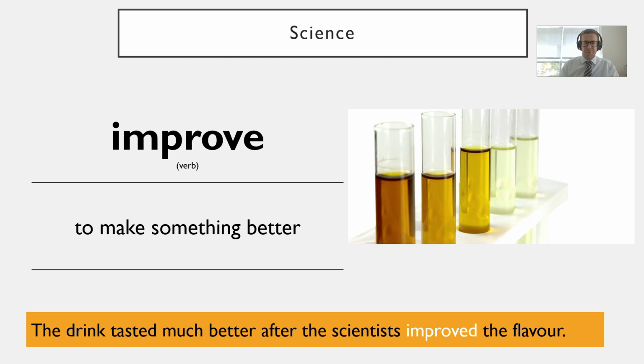Improve. To make something better. For example, the drink tasted much better after the scientists improved the flavor. So the picture again is difficult to show, but we're trying to make this drink better. So we're changing the flavor, we're changing the color, we're improving it. It means get better. For pronunciation, it's okay, but for spelling, remember that it's improve, not in. Improve.